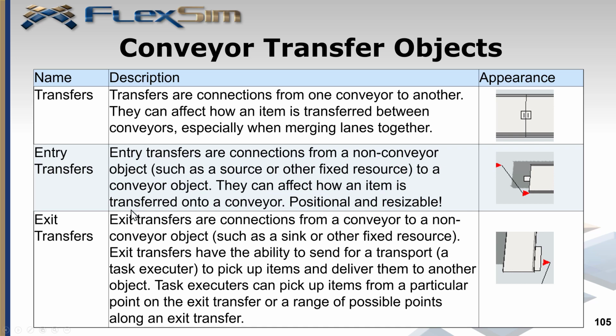Exit transfers are connections from a conveyor to a non-conveyor object, such as a sink or other fixed resource. Exit transfers have the ability to send for a transport, a task executor, to pick up items and deliver them to another object. Task executors can pick up items from a particular point on the exit transfer or a range of possible points along an exit transfer.